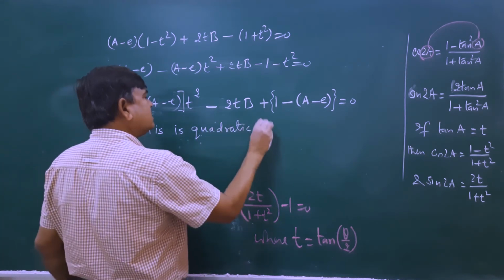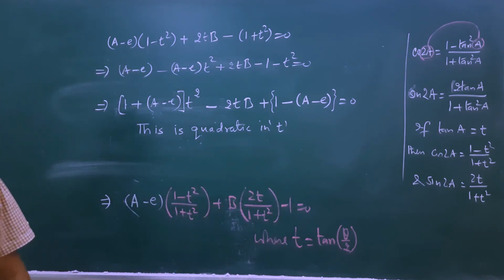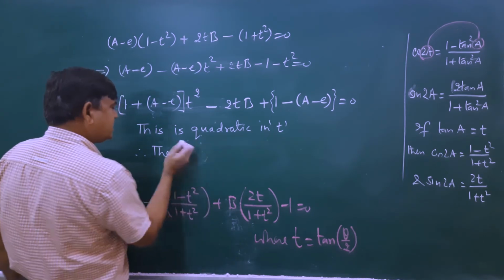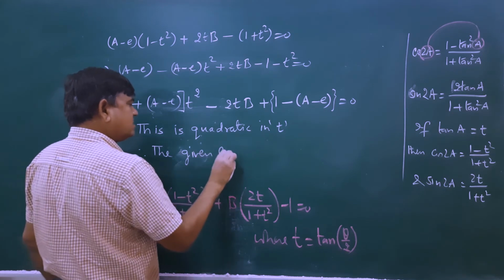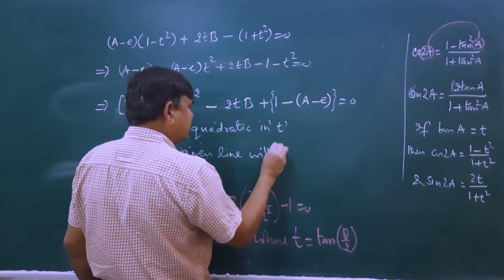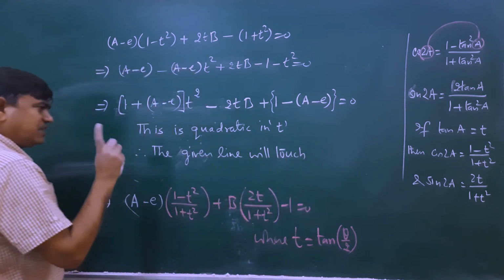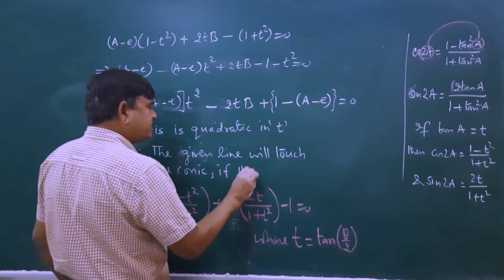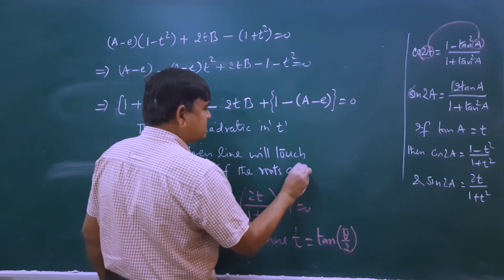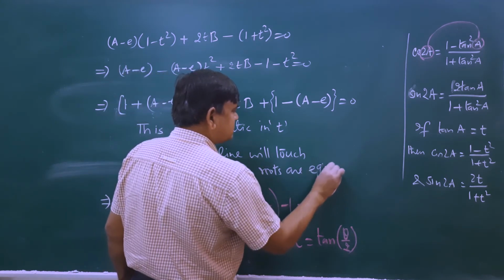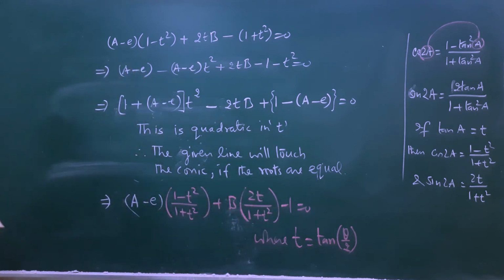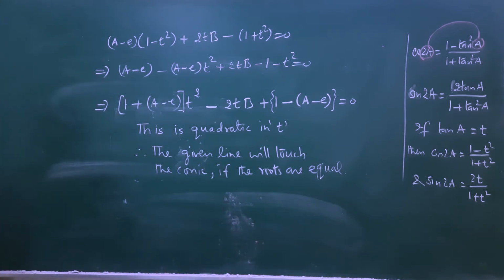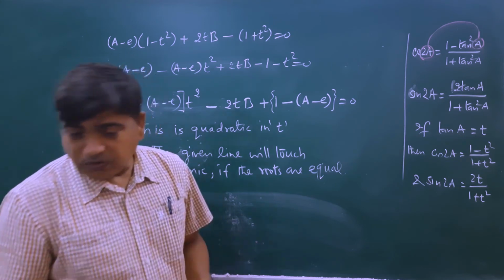This is quadratic in shape. Therefore, the given line will touch the conic if the roots are equal.